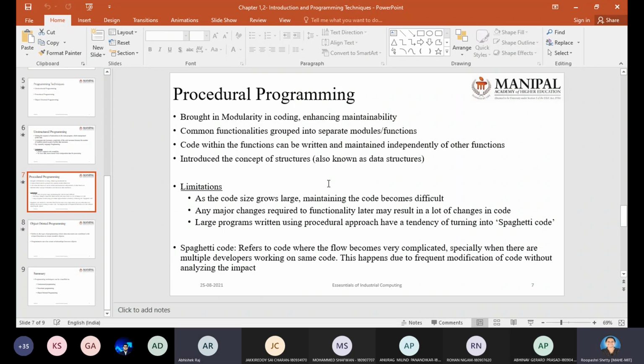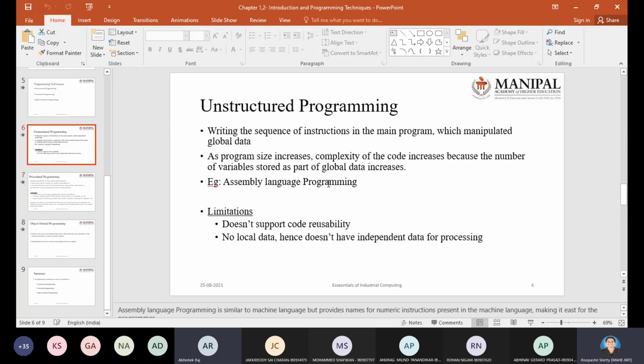Ma'am, can you just show that unstructured programming slide? Pardon me, which slide? The previous slide, ma'am. Yeah. Okay, ma'am. It is just for you to understand what the limitations are, and only to overcome those limitations, the next programming language has been used or developed. That's why I've put those limitations here. So it is not general, actually, those limitations are very specific.